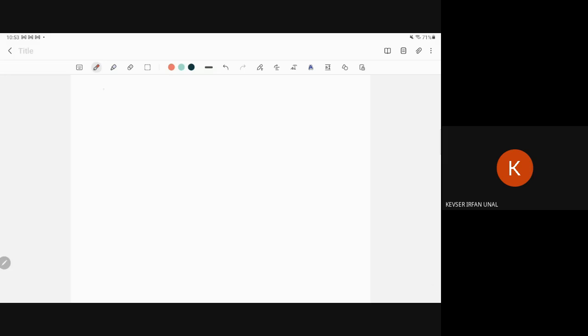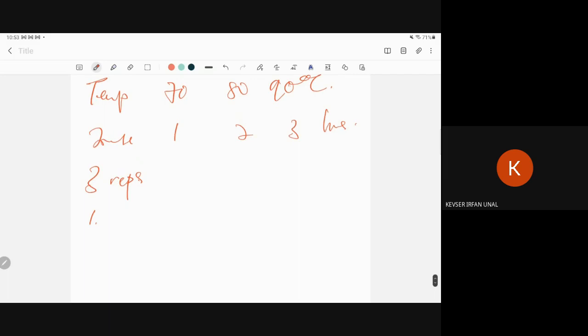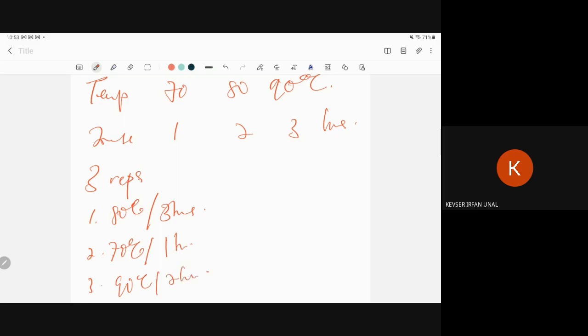our example just now. We have factor one, the temperature: 70, 80, and 90 degrees C. And we have time, 1, 2, 3 hours. And then we need to do 3 reps. And we randomize it. First it came out as 80 degrees C, 3 hours, for example. Second is, for example, 70 degrees C for 1 hour. And then third is 90 degrees C for 2 hours. So you have one water bath over here.